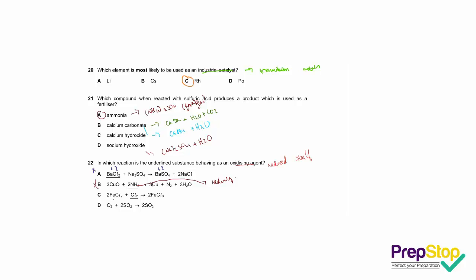Option C says 2 moles of iron 2 chloride plus chlorine gives us 2 moles of iron 3 chloride. This is the correct answer because we see that chlorine oxidizes the iron 2 to iron 3 ions. Option D states oxygen plus sulfur dioxide gives us 2 moles of sulfur trioxide, and in this case we see that sulfur dioxide is oxidized, so it cannot act as an oxidizing agent. So the correct answer for this is C.